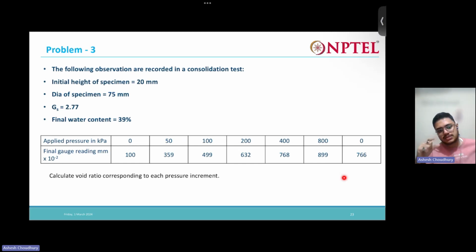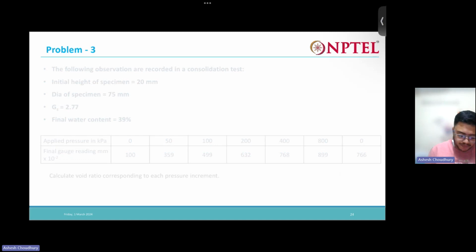So the initial height of specimen is given, diameter of specimen is given, GS is given, final water content is given. Now applied pressure. As we are applying the pressure, the reading of the dial gauge is given. You're increasing the pressure up to 800 kPa and then reducing to 0. All these readings are given. What we need to do is calculate the void ratio corresponding to each pressure increment, so that we can plot the void ratio versus pressure plot. That is our task. So how do we approach?